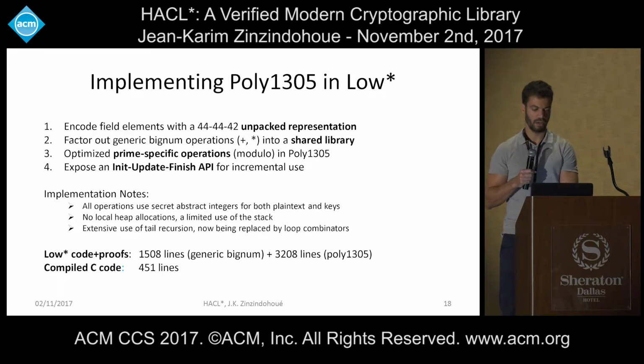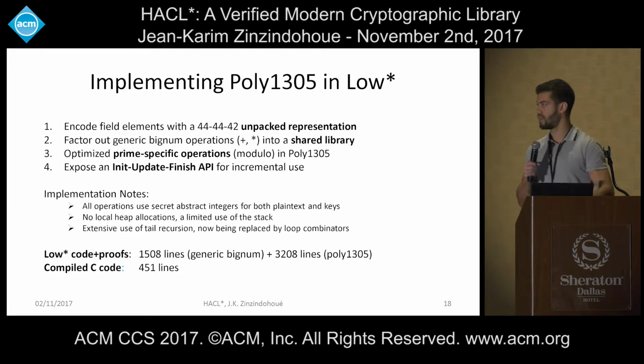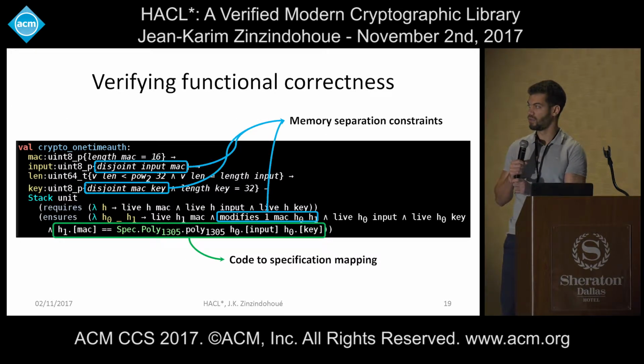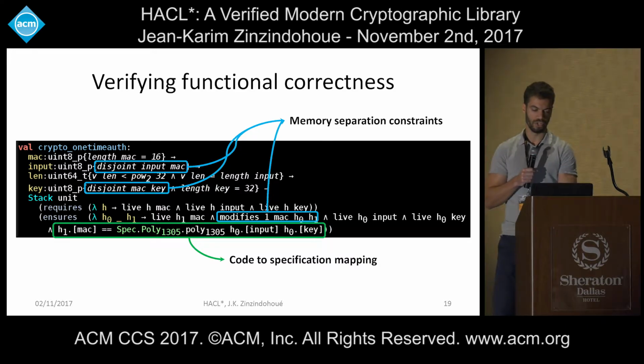But at the end of the day, what you get from it is the last line, where you actually say that in that MAC buffer, in H1, which is your resulting heap, the value that you get is equal to the specification poly1305 function applied to the original value of your input and the original value of the key. And this is entirely proven by the F-star type system, so you know that they have exactly the same input-output behavior. So that's the idea for functional correctness.